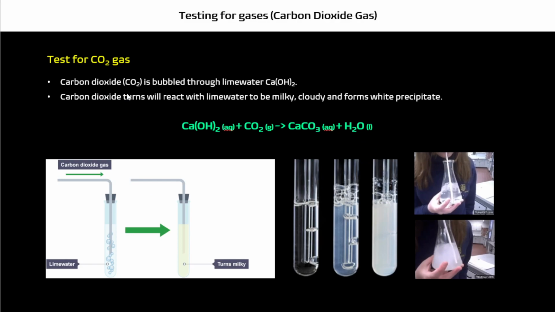Now the test for carbon dioxide gas, what we're going to do is pass carbon dioxide gas into calcium hydroxide, which is limewater. So this will be your limewater, which is calcium hydroxide, and we will be passing carbon dioxide gas through this tiny tube here. Then when calcium hydroxide reacts with carbon dioxide, it will form calcium carbonate, which will be a milky, cloudy white precipitate, as we can see in the pictures on the right side.